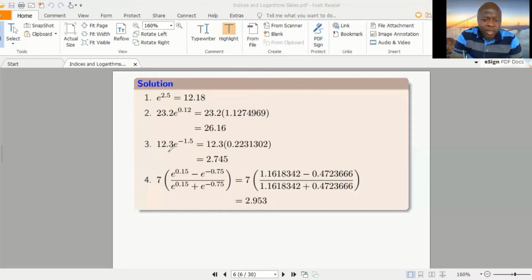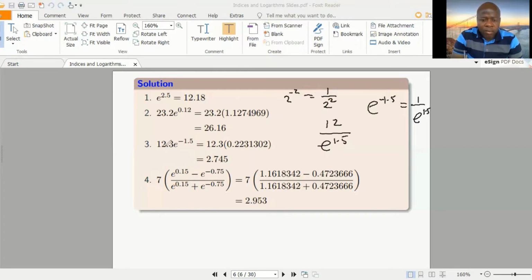12.3 times e raised to negative 1.5. You can do it in your calculator, but you also notice that this one can be written as 12.3 over e raised to 1.5. We've already talked about this. We've already said that 2 raised to negative 2 shall be 1 over 2 raised to 2. So the same thing, e raised to a negative number can be written as 1 over e raised to that number.